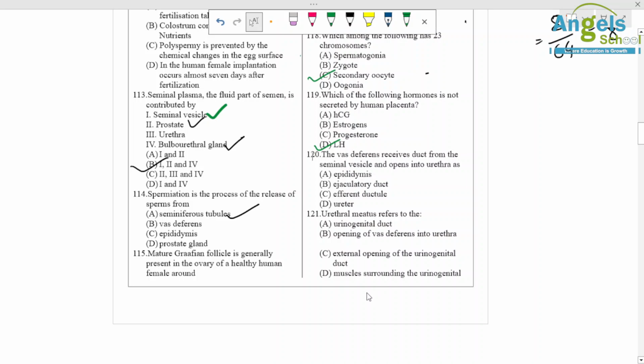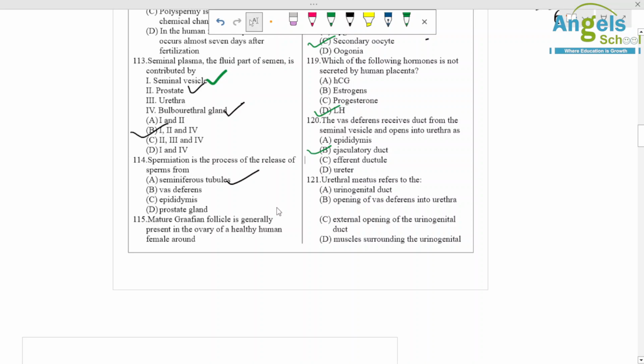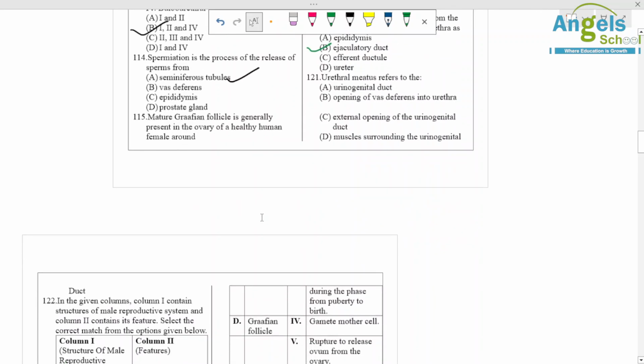Question number 120. The vas deferens receives duct from seminal vesicle and opens into urethra as ejaculatory duct. सिंपल थियरी है ये. Urethral meatus refers to urogenital duct, opening of vas deferens into urethra, external opening of urogenital duct, and muscle surrounding urogenital duct. Okay, so the correct option in this case is option C. It's the external opening of urogenital duct.